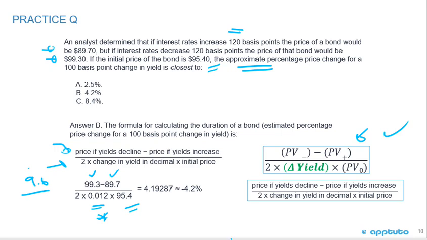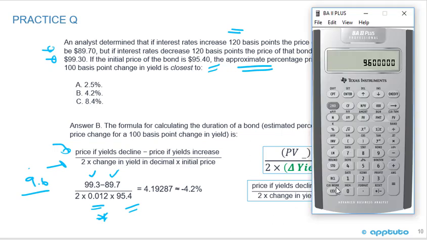And then for our denominator, just going to bring up the calculator again. It's going to be 2 times, and as I said, just don't make any calculator keystroke errors, 120 basis points, 0.012, that's 1.2%, and times the initial price. And again, they've given us all the variables. This is just memorizing the formula.